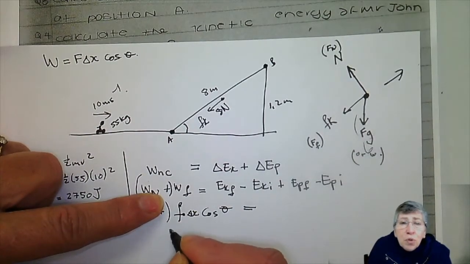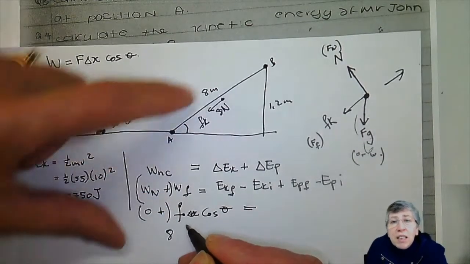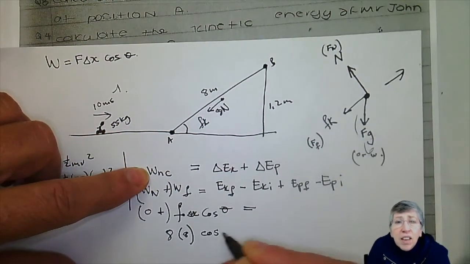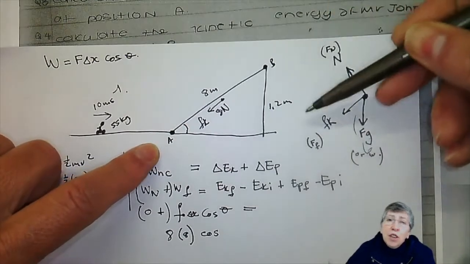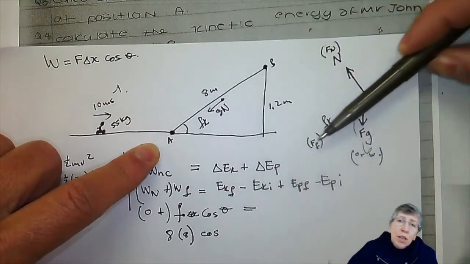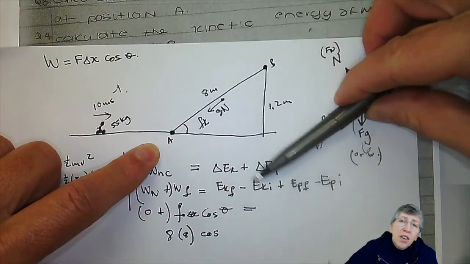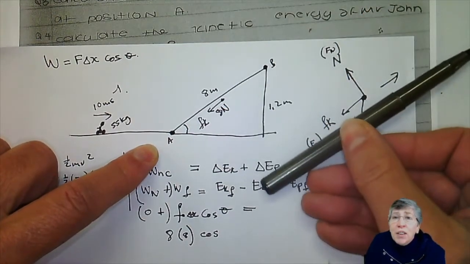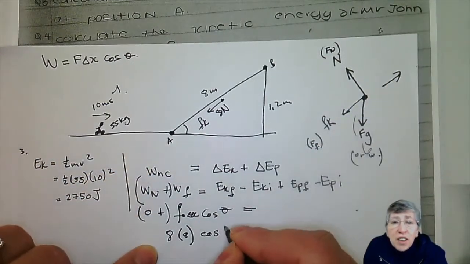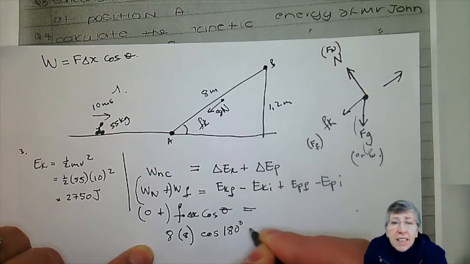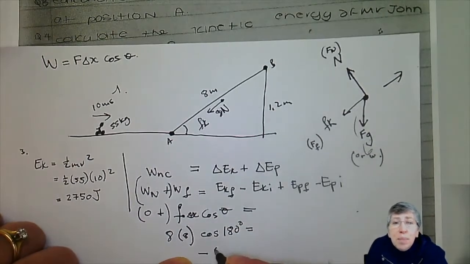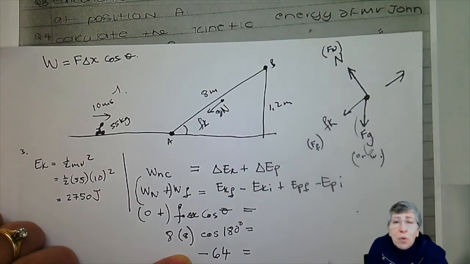That frictional force is 8, the displacement 8, and now how about the angle? Now look at the frictional force. The frictional force is downwards. What is the angle between that frictional force and the direction of movement? You have to turn it 180 degrees to get to the direction of movement. So that is 180. And remember, cos of 180 is just minus. So this ends up being minus 64.